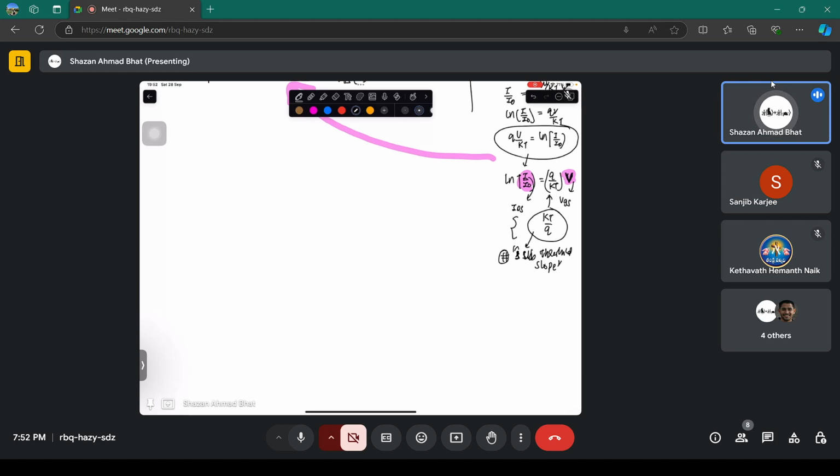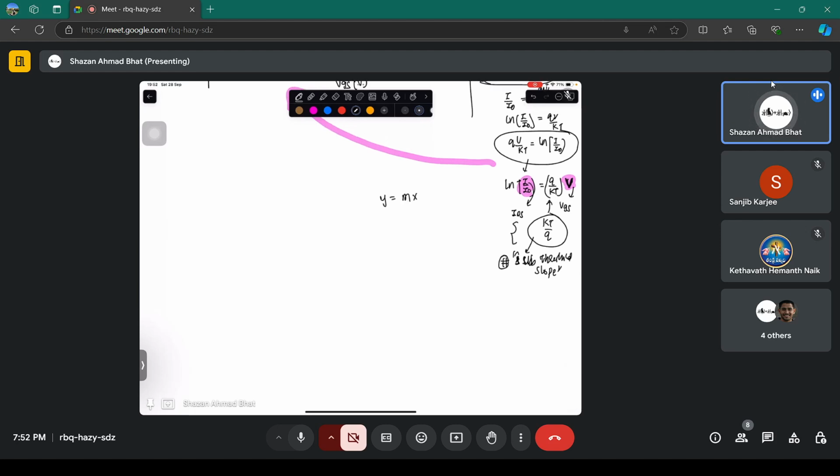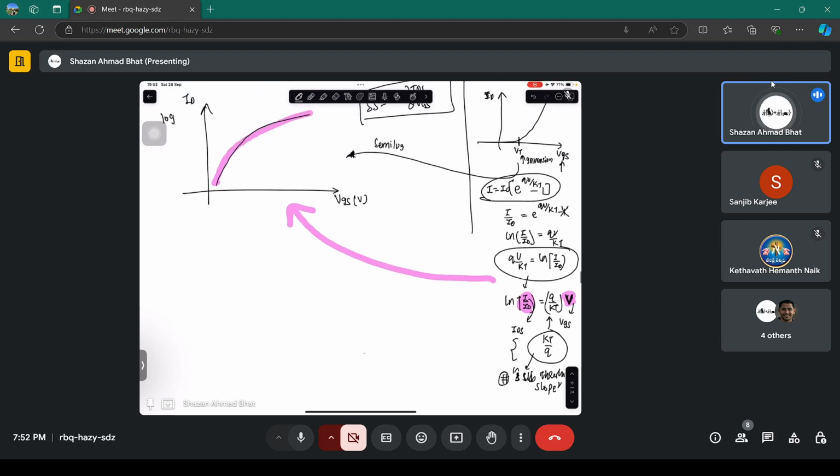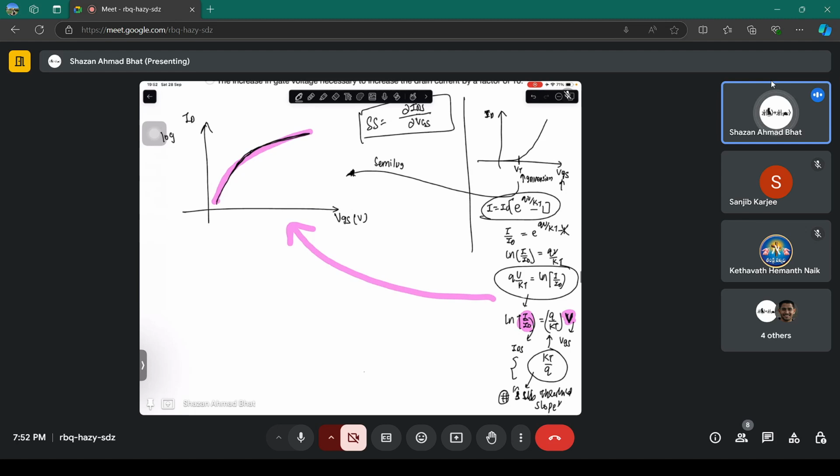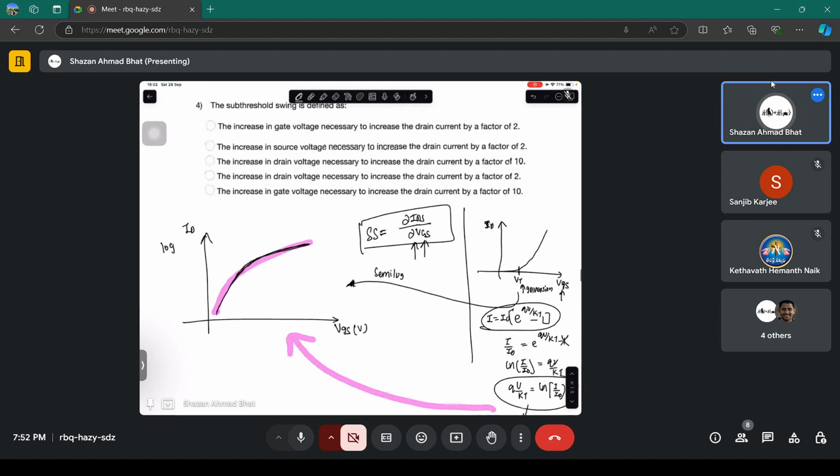This is the overall concept. When you compute this slope, you know that for a straight line y equals mx plus c, m is the slope. Here this m is kT by q, or rather it should be q over kT, the inverse of it. That is the slope of this line, and it is called the subthreshold slope. It tells us the change in the drain voltage with respect to the gate voltage, and it is a very important parameter in designing the MOSFET.